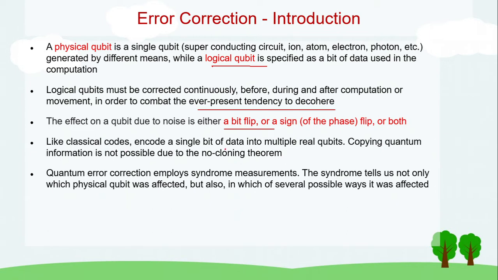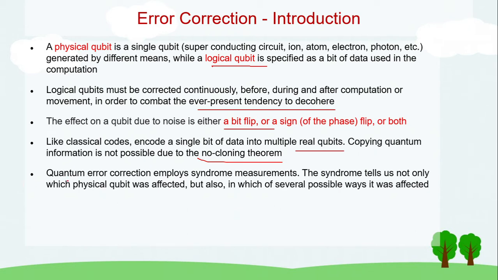Like classical codes, we can encode a single bit of data into multiple real qubits. We bring in redundancy. Unfortunately, unlike a classical computer, we cannot copy the information. In a classical computer, you can have data and one more copy, a replica, and if anything happens to one, you can take the information from the original or the backed up one. But in a quantum computer, it's not possible. It's because of the no cloning theorem. If you want to understand, you can Google it and find. Basically, you just can't copy the state of a quantum computer.